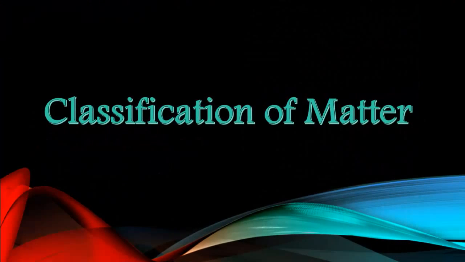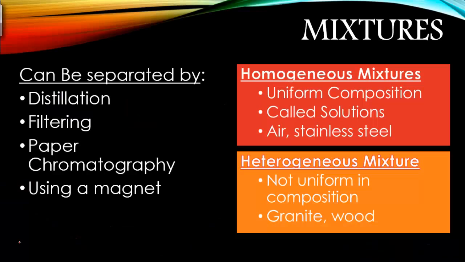So now let's look at classification of matter. The first classification of matter would be a mixture. A mixture can be separated. Our big thing is that mixtures are easily separated. We can distill them, we can filter them, we can use paper chromatography, we can even just use a magnet on them. How well they are separated, or how well they look separated, will also depend on its classification.